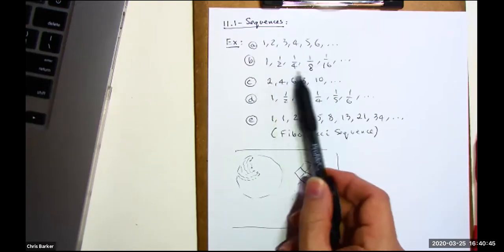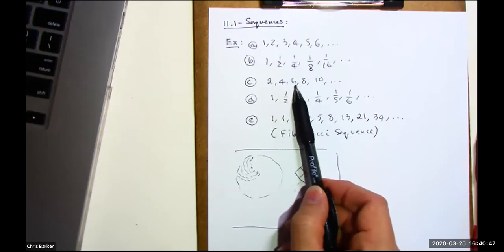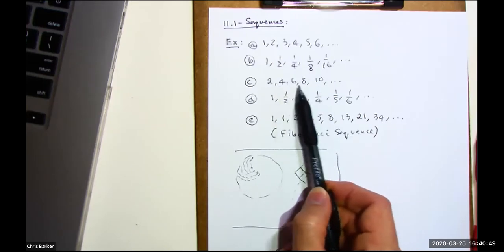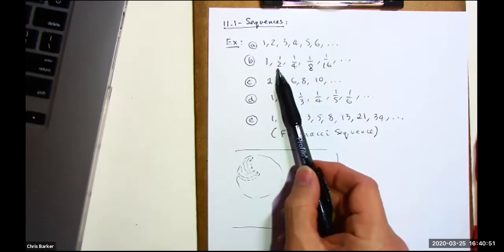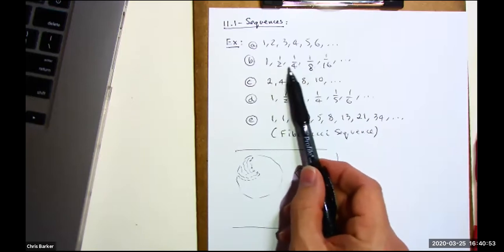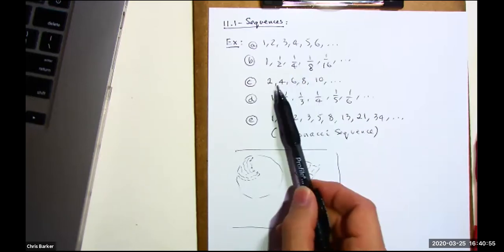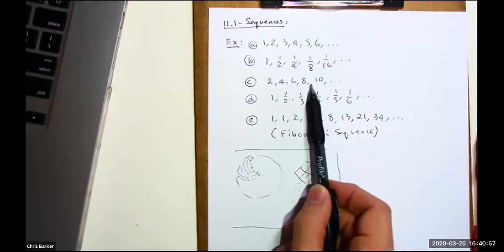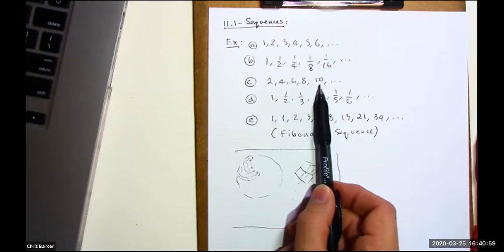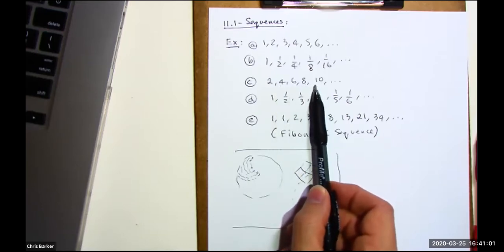Here, instead of dividing by 2, what am I doing in this next one? Adding by 2. I'm adding by 2, yeah. So this is called a geometric sequence, and we're going to revisit that one in a moment. This is called an arithmetic sequence. We're not going to worry too much about arithmetic sequences in this class. Turns out they're not that interesting.